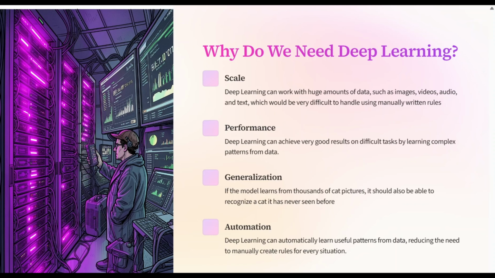And the fourth thing is automation. Finally, deep learning provides automation. Instead of manually creating rules for every possible situation, we allow the model to learn the useful patterns from data. That is why deep learning is useful.